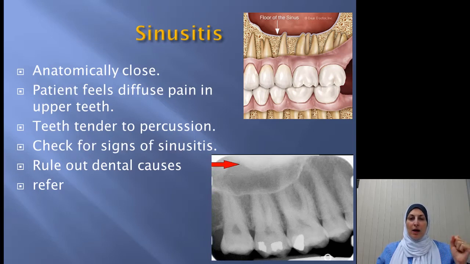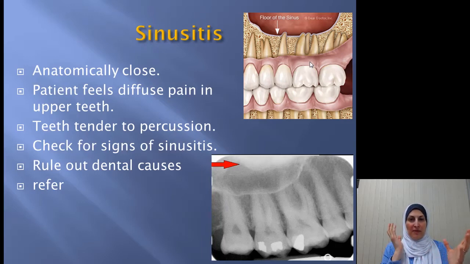And why are we talking about sinusitis? Because it might be presented as a dental pain. So the patient might come to you complaining of pain in this area. For example, he will tell you that all my teeth are aching. I cannot localize any tooth. I just feel pain in all of my teeth.